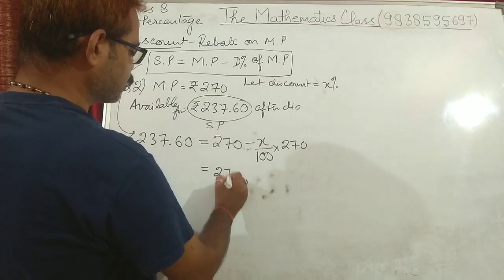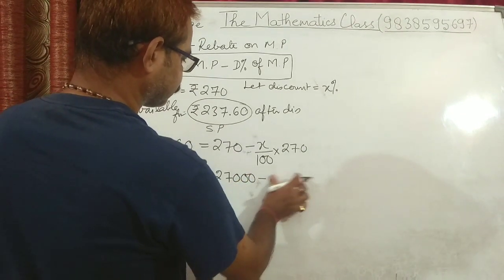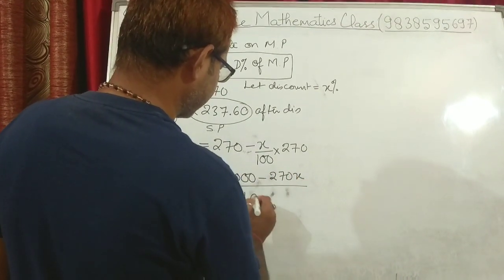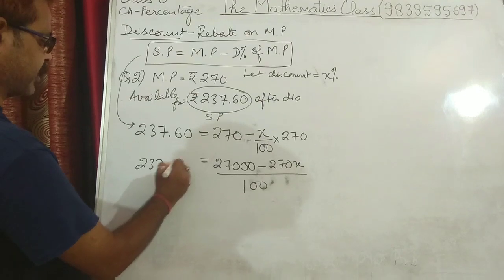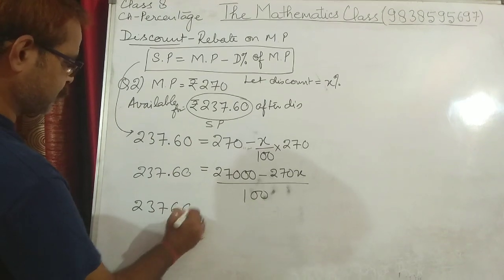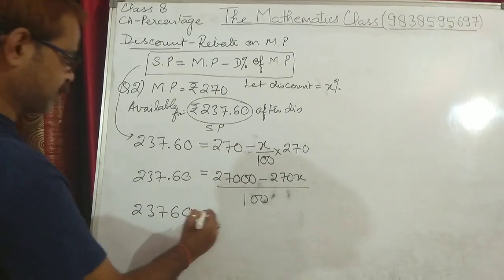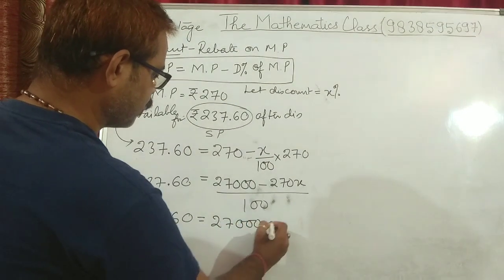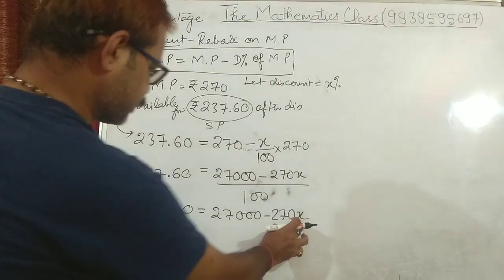So it will be 27000 minus 270x upon 100 is equal to 237.60. When you cross multiply, 100 will be multiplied, these two decimals will go off, so 23,760 is equal to 27000 minus 270x. Either way, this will come to this side.